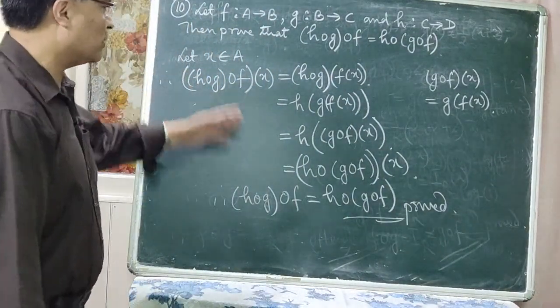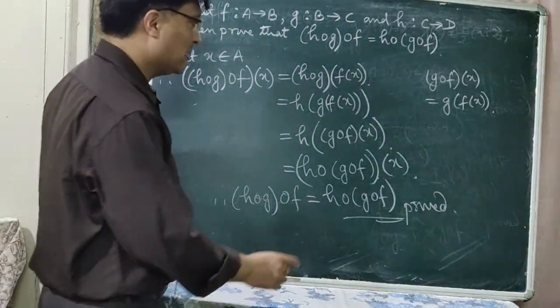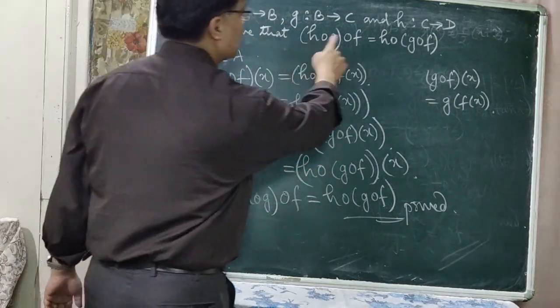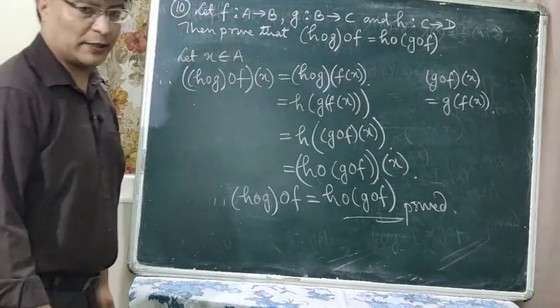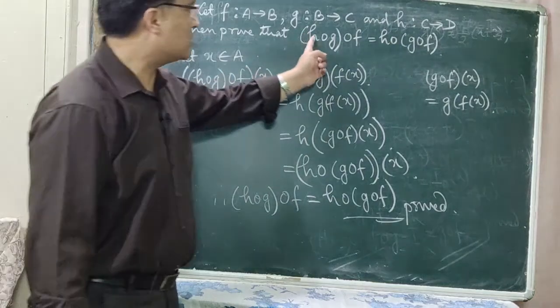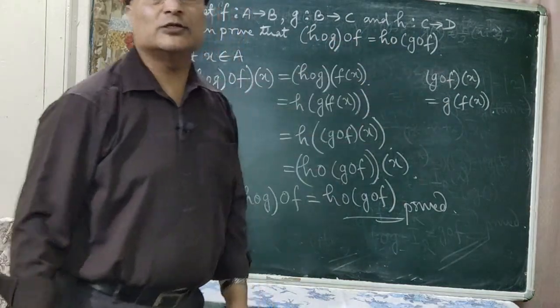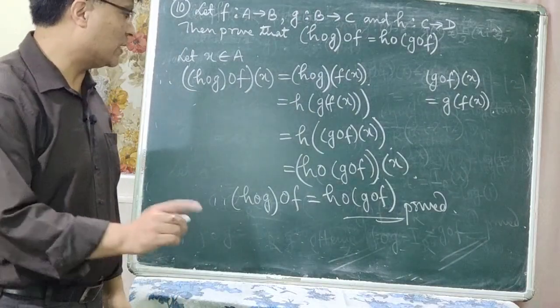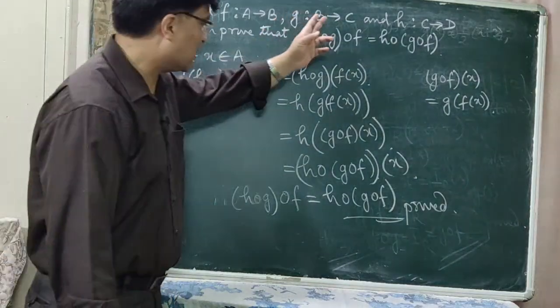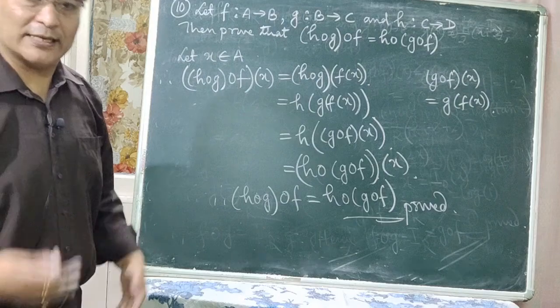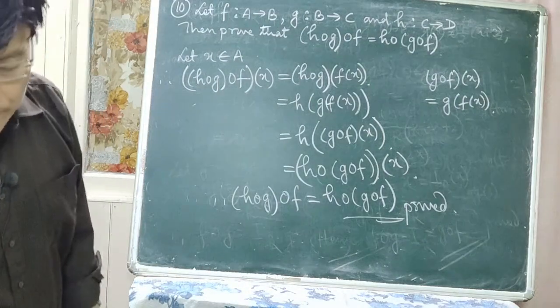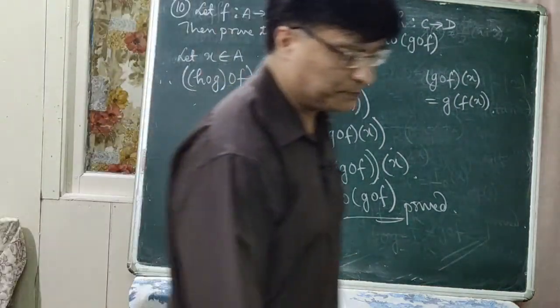So this is just like your associativity, isn't it? That is, this is known as the associative property. That is, (h∘g)∘f is equal to h∘(g∘f). Okay. So we have proved this LHS is equal to RHS. That is proved. Okay. So now let's do the next question.